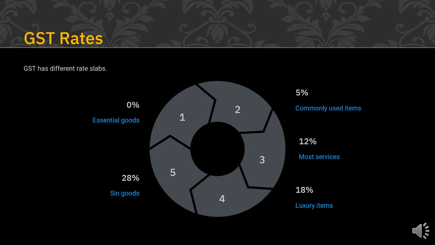The next one is commonly used items. On that we have to pay 5% of GST. Next one is most services. On services, we need to pay 12% GST. On luxury items, all luxurious goods, when you purchase, you have to pay 18% on GST. Sin goods, on this you have to pay 28% of tax.